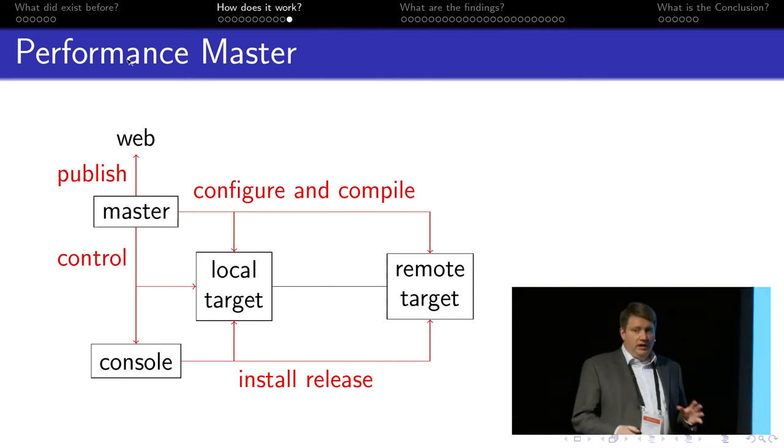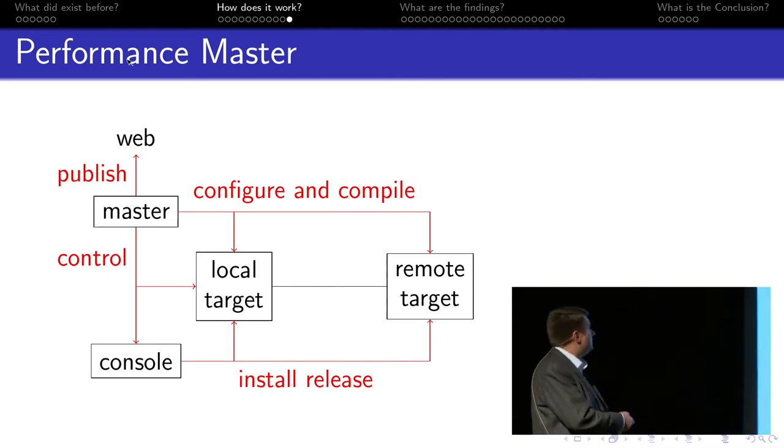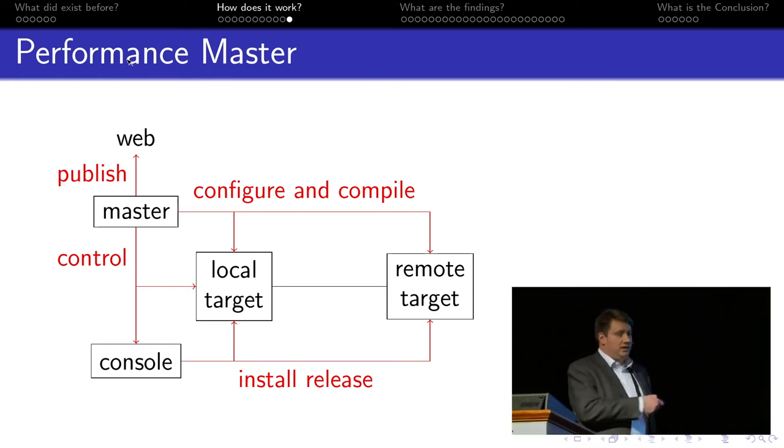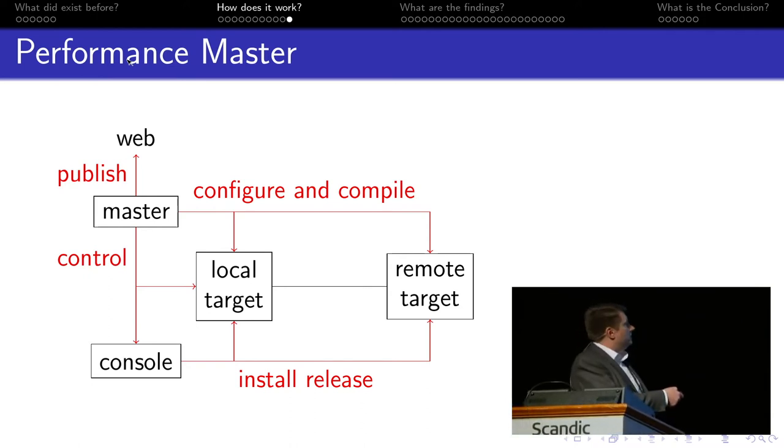So how is the hardware controlled to do things? So I have a master machine, that's this one. Here, all the scripts are started and run. And here is also running a web server where I publish my results.